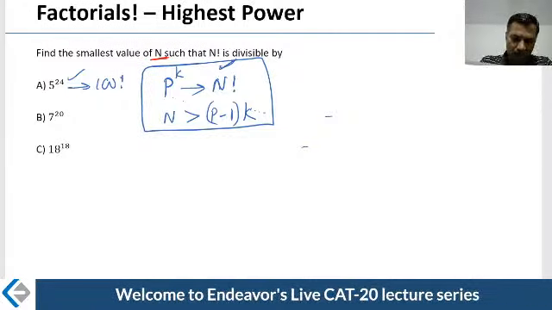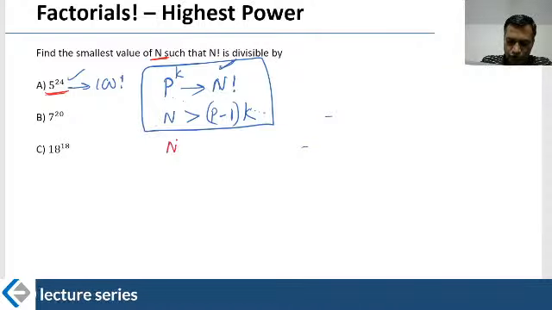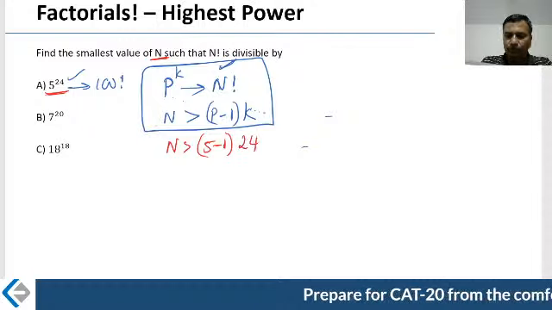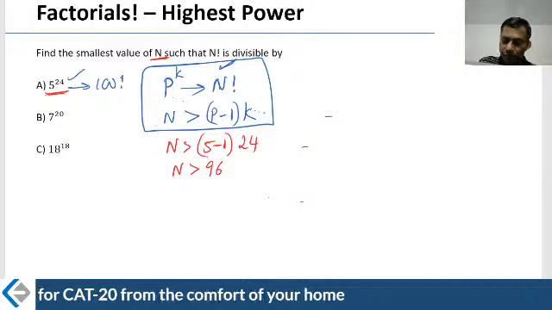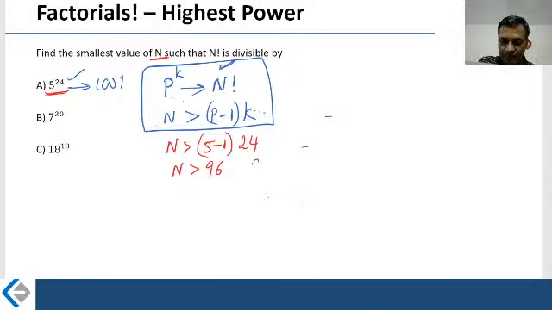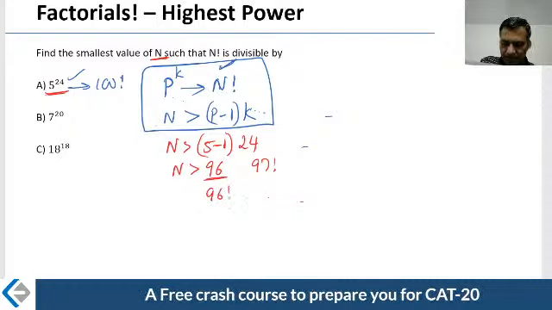You should remember this. Let me tell you what it means to us. Take this example, 5 raised to power 24. n should be marginally greater than 5 minus 1 times 24, that is, marginally greater than 96. The point here is n should be greater than 96, but a multiple of 5. You may say, if n should be greater than 96, does it mean 97 factorial? No, 96 factorial is not the answer.